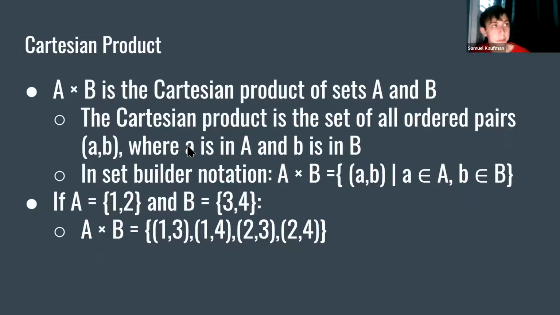So if A has elements 1 and 2, and B has elements 3 and 4, the Cartesian product of A and B, which you can just say is A times B, is going to be (1, 3), (1, 4), (2, 3), and (2, 4). Because these are all possible pairings of elements from set A with elements of set B. It's worth noting that the elements of the Cartesian product are not sets. They're ordered pairs, like you might have seen in a coordinate plane. Any questions about the Cartesian product?